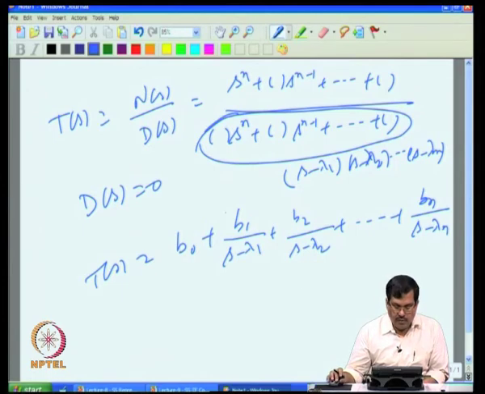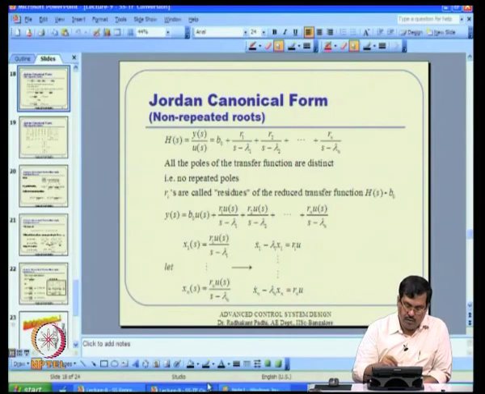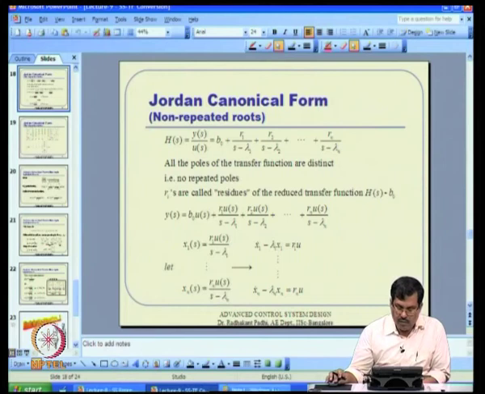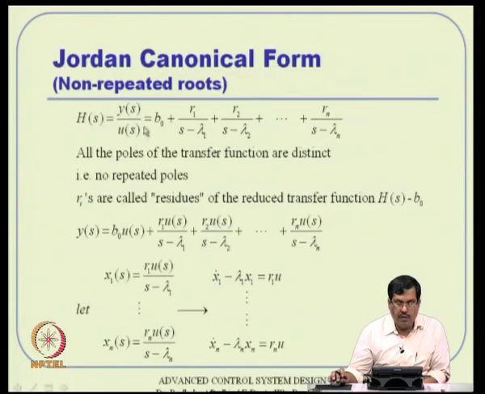Let me go back to that and see what is going on here. I am starting with this Y of s divided by U of s, with the assumption that all poles of the transfer function are distinct, that they are not the same, and there are no repeated poles. This is a very specific case, and we will try to generalize that also.